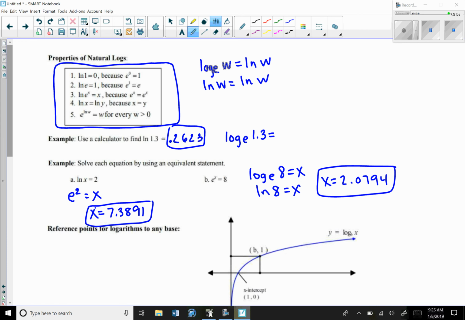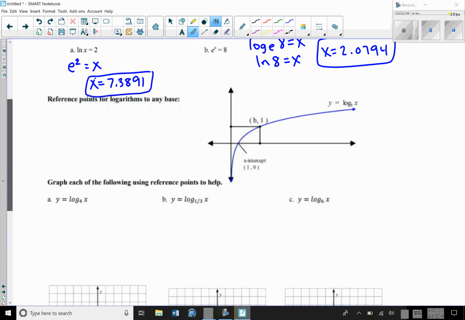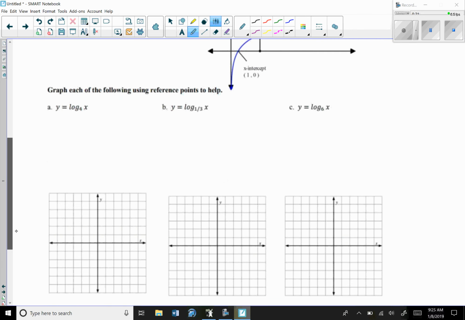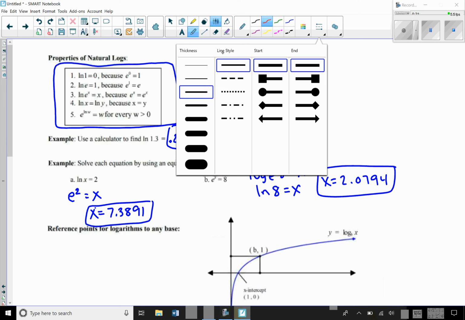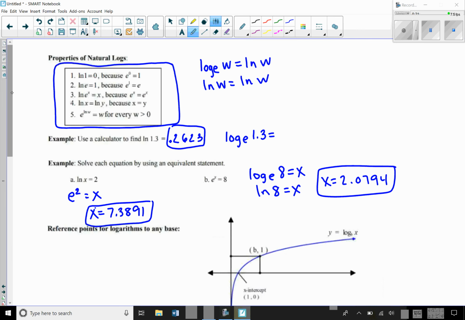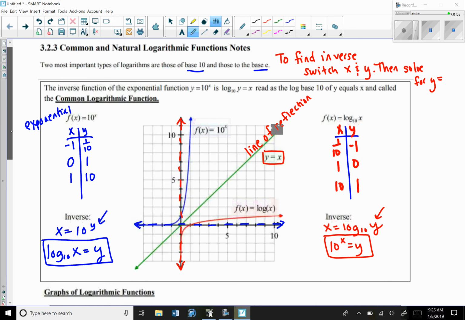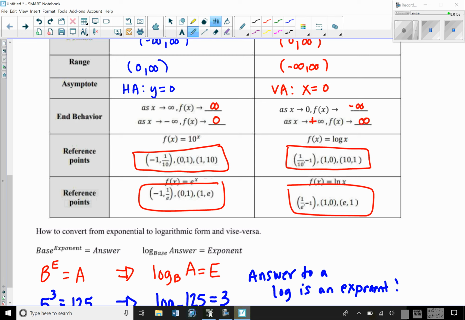Okay, so again, just kind of a quick overview of things from last year. Something else we need to talk about from last year is graphing our logarithms of any base. When you're graphing a logarithm of any base, it's helpful to note the reference points that we used before. We've already talked about those reference points in that first table that we had. So these are the reference points for natural log and also an exponential form for e to the power of x.